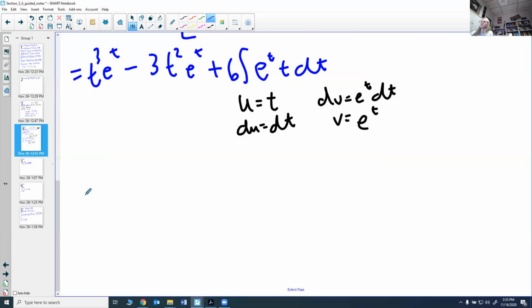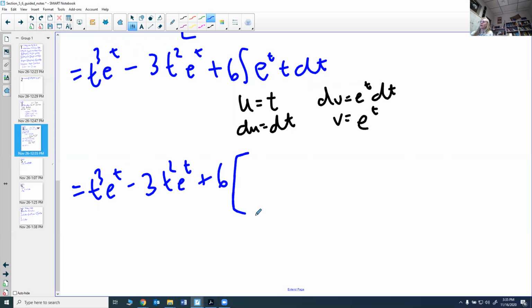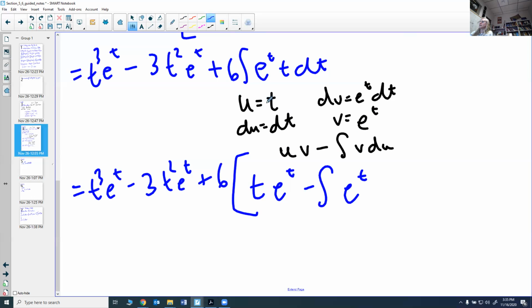So again, we have this t cubed e to the t first, minus 3t squared e to the t next, plus 6. Now we're going to do this integral. Again, the rule is integration by parts is u times v minus the integral of v du. So we have u, which is t, times v, which is e to the t, minus the integral of v, which is e to the t, du happens to be dt.